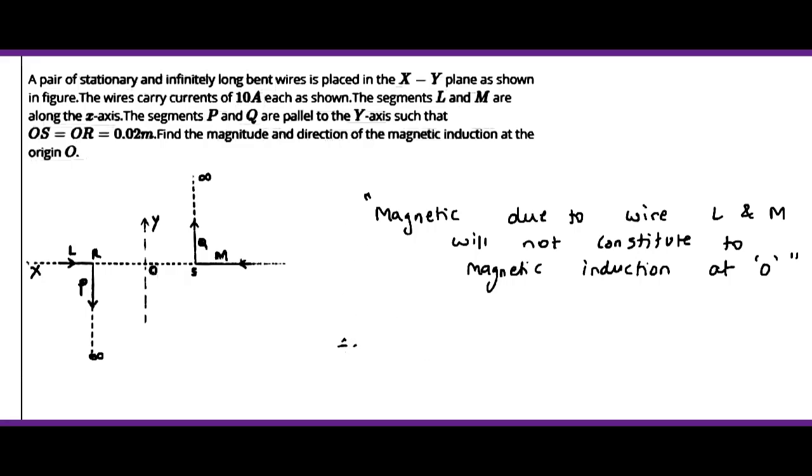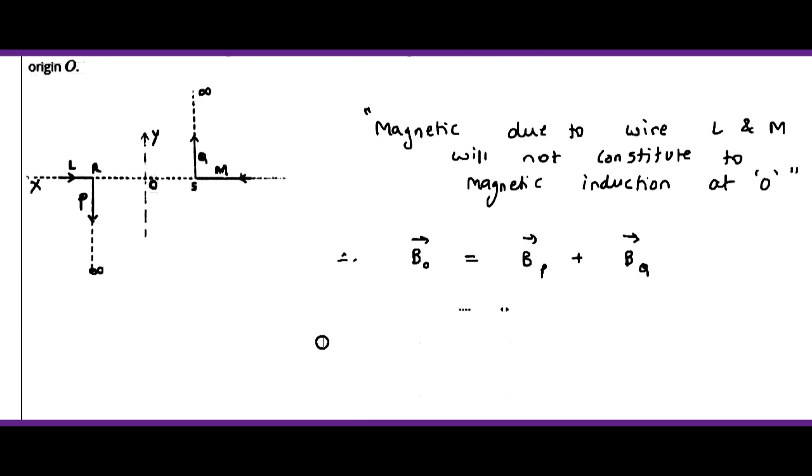Therefore we can write net magnetic field at O will be due to wire P plus magnetic field due to wire Q. So let's try to calculate the magnetic field due to these two wires. So we know these are semi-infinite wires, as we can see over here. From S to infinity, and from R to infinity. That is, in this case we can consider it to be a semi-infinite wire. So for semi-infinite wire we can directly use the results.